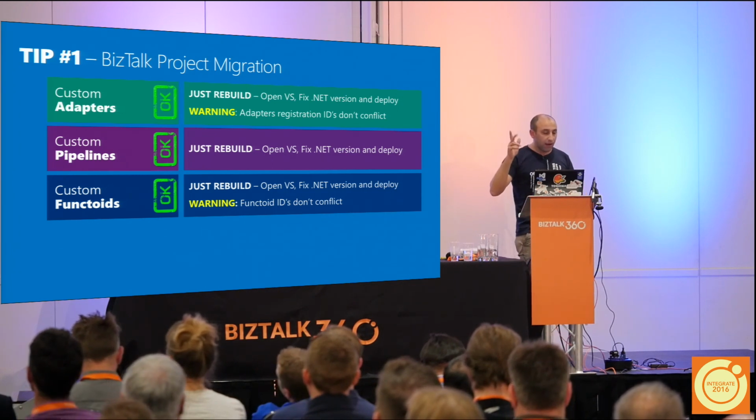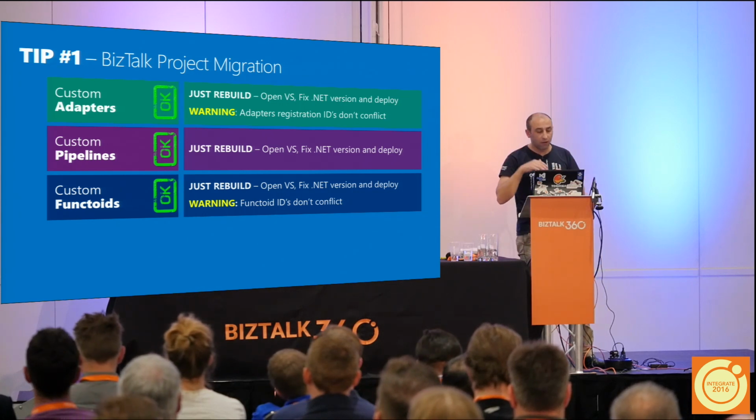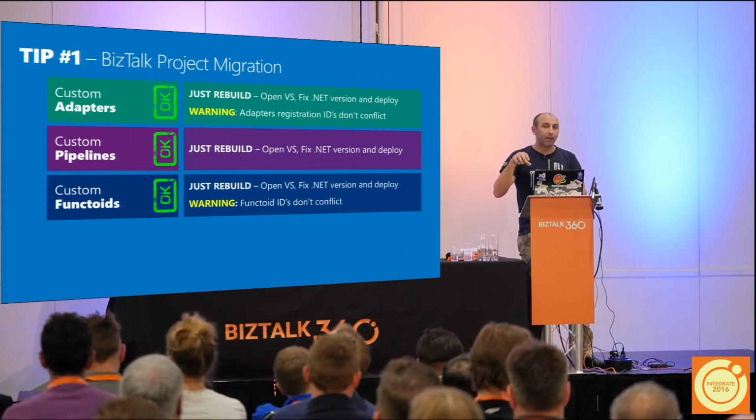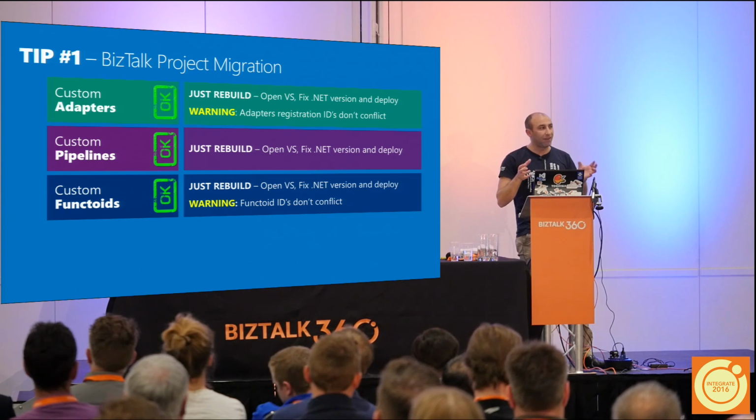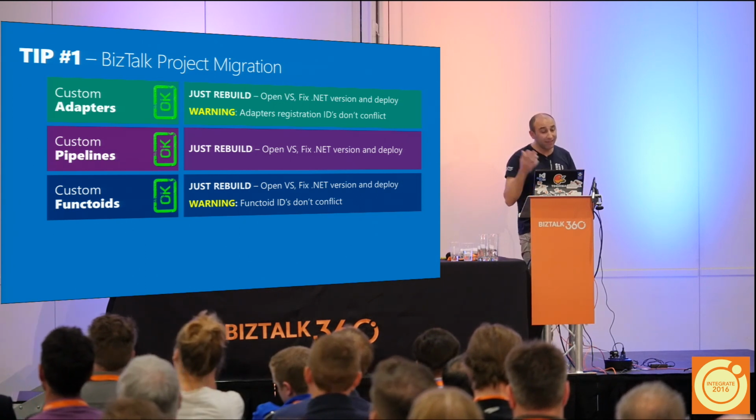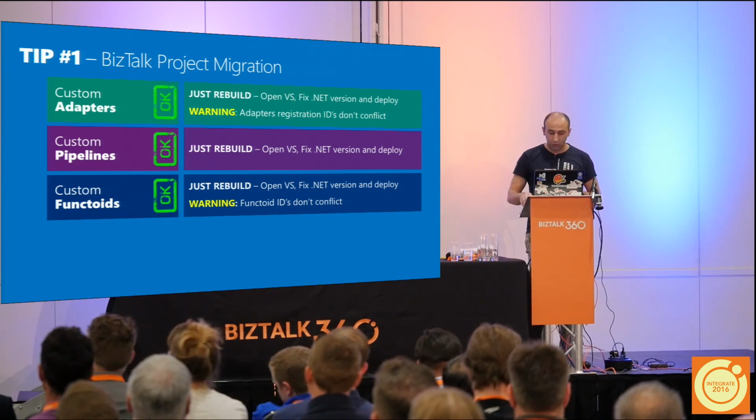You just need to be aware, even in the custom ones, of the IDs of the custom adapters and the functoids. Each functoid has an ID, and this ID needs to be unique. So, if you have some conflicts there, you just need to change that. Even the adapters have IDs, and this can cause conflicts when you deploy.